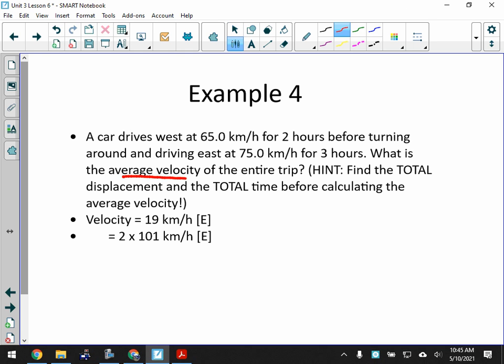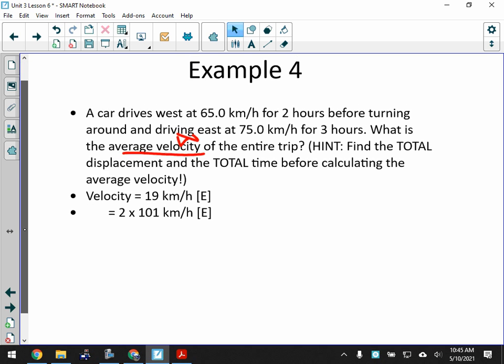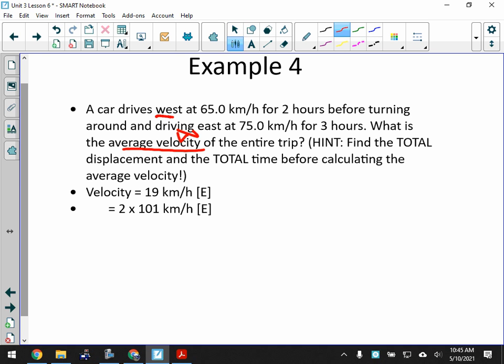So we're looking for, obviously, vector v, the velocity of the entire trip. Now, if we're looking for the velocity of the entire trip, what we need to do here is a multi-step kind of problem. Now you'll notice there's west. This is a velocity, and this is a time. Now, this is a velocity, and this is a time as well. So it says here, what's the average velocity of this trip?